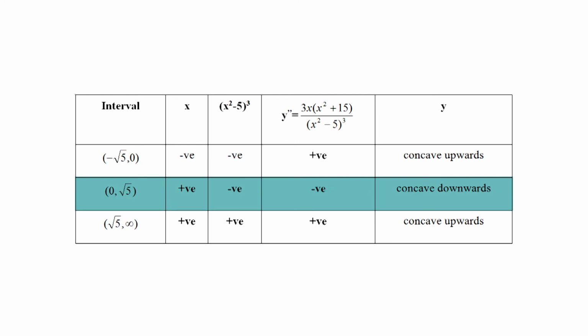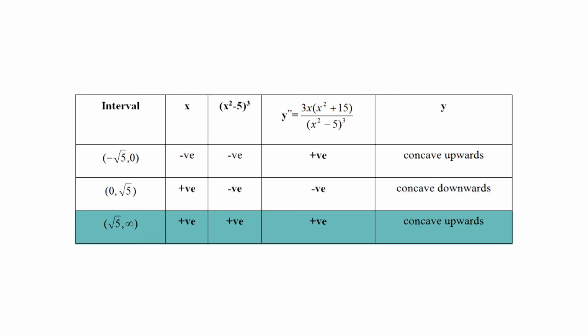In the interval 0 to root 5, x is positive, (x square minus 5) whole to the power 3 is negative, and hence y double dash is equal to 3x into (x square plus 15) whole divided by (x square minus 5) whole to the power 3 is negative, and hence y is concave downwards.